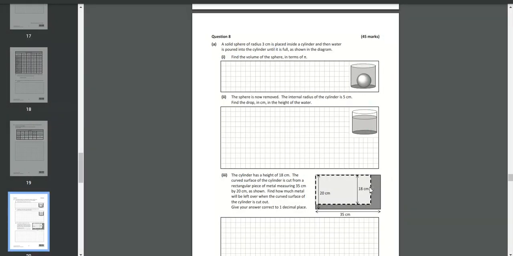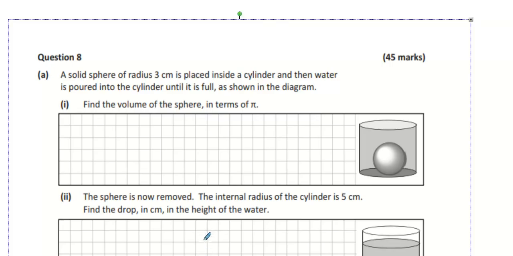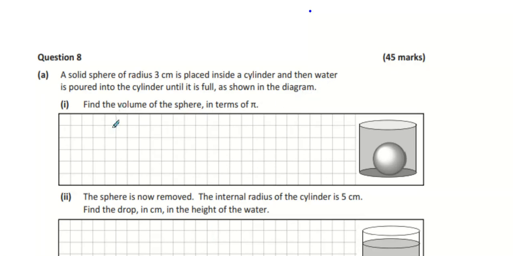I'll grab this question here, and we'll do this one right away. Okay, this one. A solid sphere of radius 3 is placed inside a cylinder and then water is poured in the cylinder until it's full. Find the volume of the sphere in terms of pi.